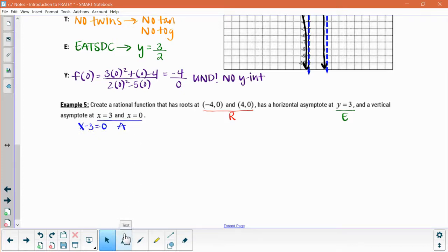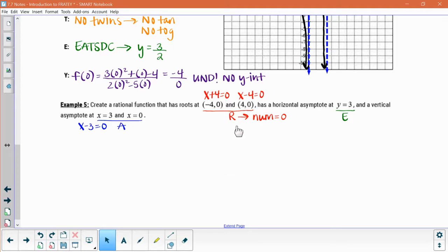So we're going to kind of work backwards, and what you can do for this problem is we're going to leave it in factored form. We're not going to multiply it out, leave it in factored form, save yourself some trouble. So when I have roots (-4, 0) and (4, 0), they are coming from our numerator. So I'm going to create two factors, x + 4 = 0, x - 4 = 0.